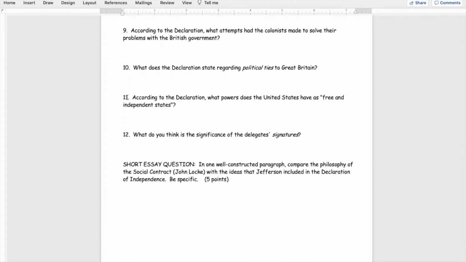Number 11 says, according to the Declaration, what powers does the United States have as free and independent states? There were 5 things you could have put here. 1, levy war. 2, conclude peace. 3, contract alliances. 4, establish commerce. Or 5, anything else necessary.